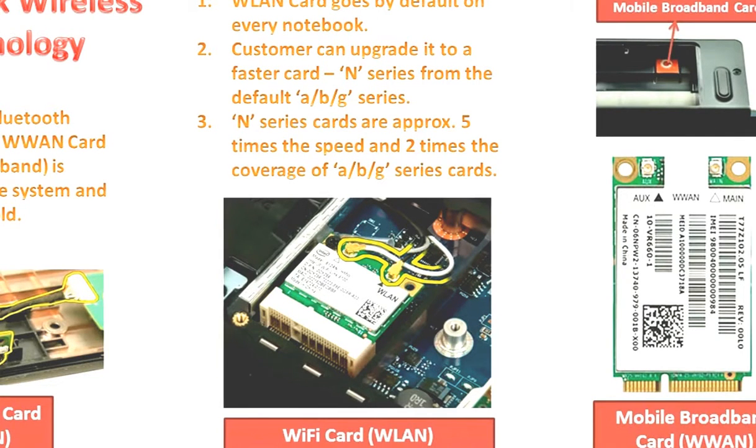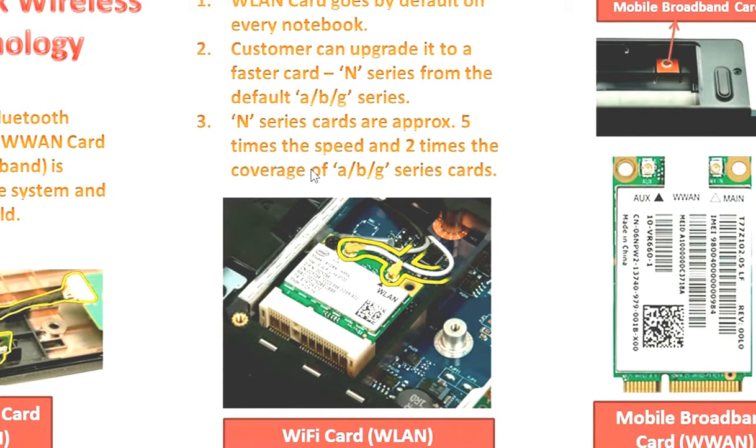But remember, it's worth going in for an N series router and an N series card, so that it gives you a decent speed, a pretty good speed, 5 times the speed of A by B by G, and also a pretty good extent coverage, which is 2 times that of A by B by G. An N series router would require an N series Wi-Fi card to work at those speeds, or else it would work at A by B by G speed.